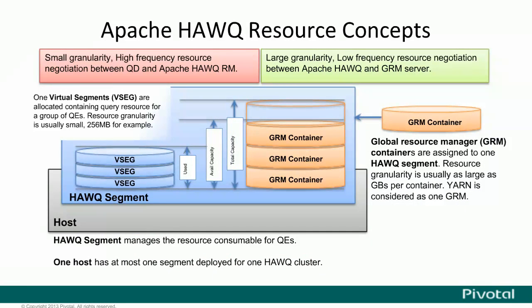All right, so if we look at the concepts, we broke these into small granularity and large granularity. If I start on the right, the large granularity, these are things that I don't want to do very often, so typically they're much higher latency. Allocating containers within YARN is what I would consider a high latency operation. I don't want to do that for every piece of a query that gets allocated to Hawk, because then I'm going to suffer the time associated with allocating those containers for every query.